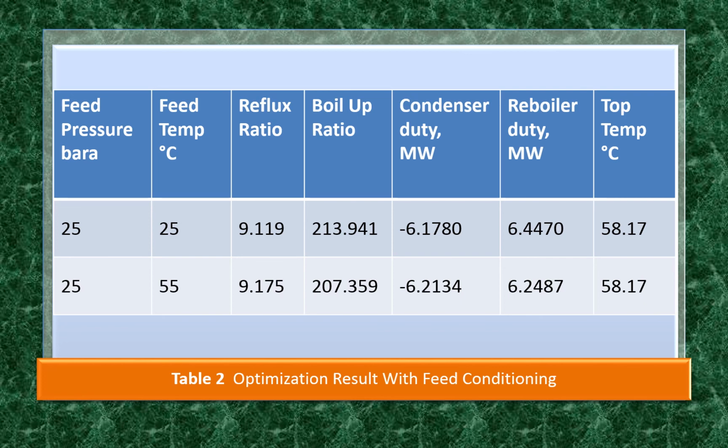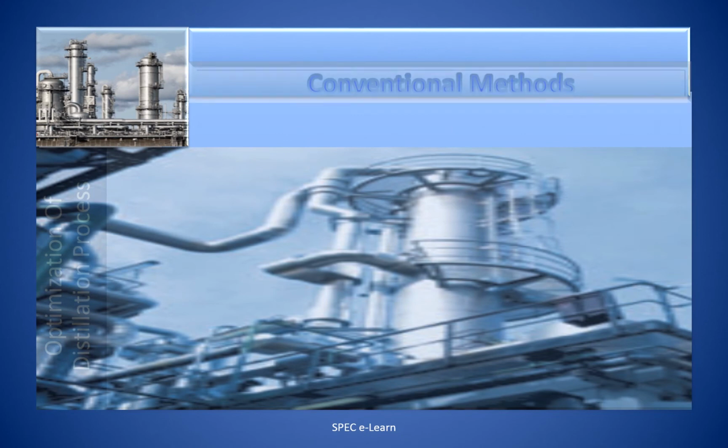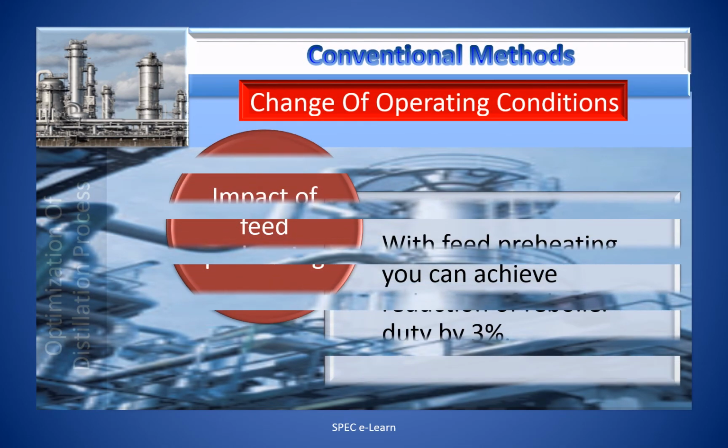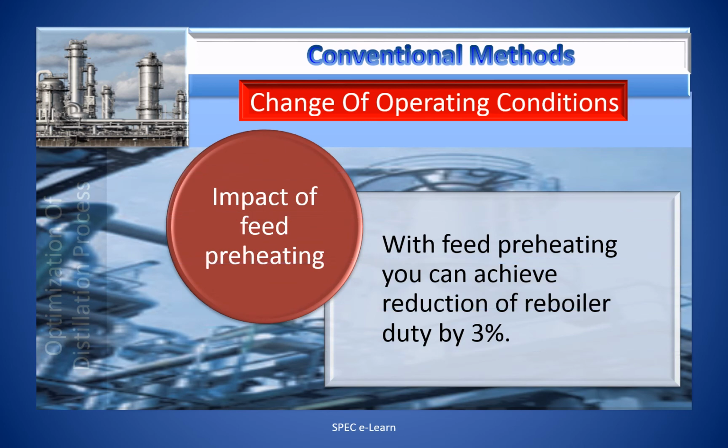At 25 degrees centigrade, reboiler duty is 6.447 megawatt. At 55 degrees centigrade, the reboiler duty drops to 6.25 megawatt. With feed preheating, you can achieve reduction of reboiler duty by 3%. This is a significant saving.